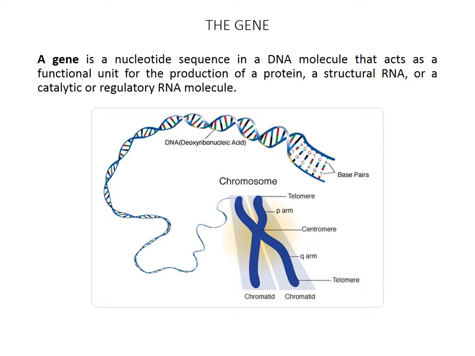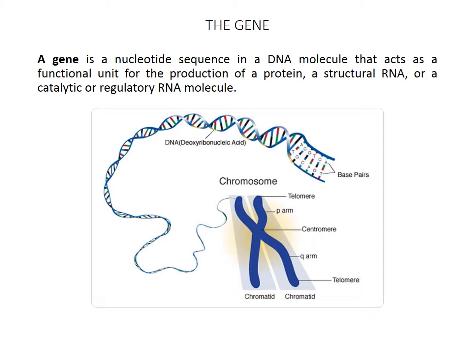So, what is this gene? A gene is a nucleotide sequence in a DNA molecule that acts as a functional unit for the production of a protein, a structural RNA, or a catalytic or regulatory RNA molecule. So in essence, what we're saying there is that a gene is a nucleotide sequence in a DNA molecule that can produce two things. It can produce either a protein or an RNA molecule. And it is a DNA molecule.